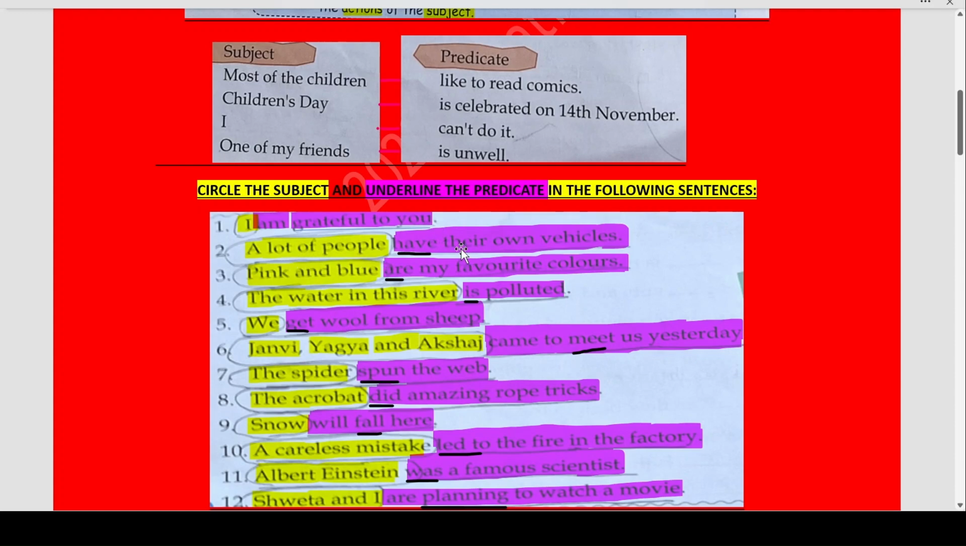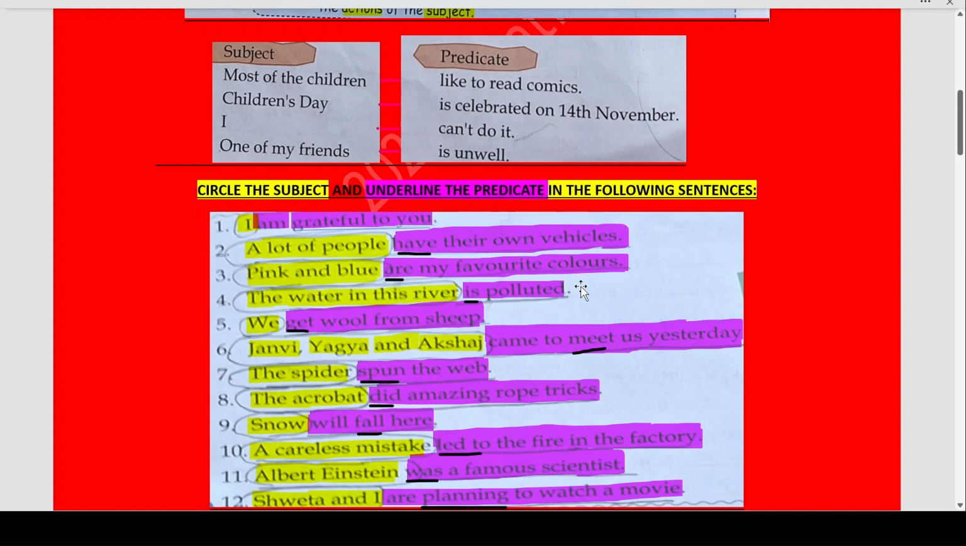Two, a lot of people have their own vehicles. A lot of people is your subject about whom we are talking. Have their own vehicles becomes a predicate because have is a verb. Now, in my channel, students, you will have two videos which I will link in this video. One is verb forms of be, and the other is how we differentiate between has and have. Please go through those two worksheet videos also for clearer understanding.